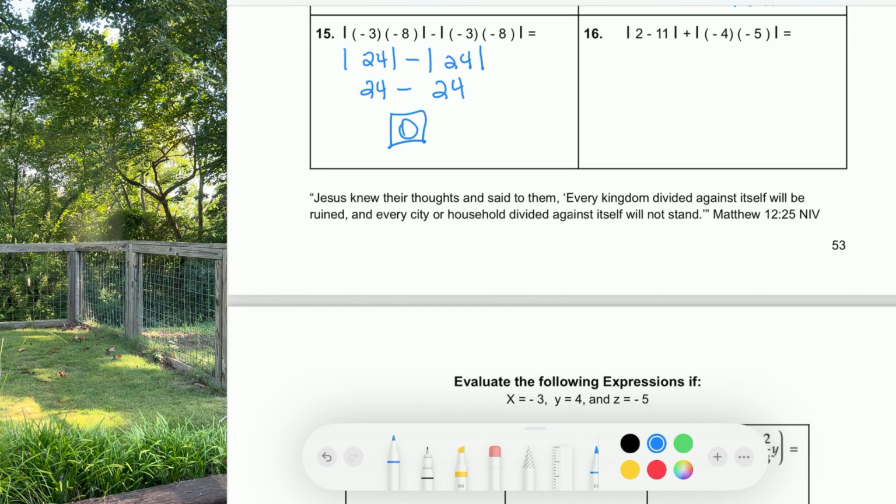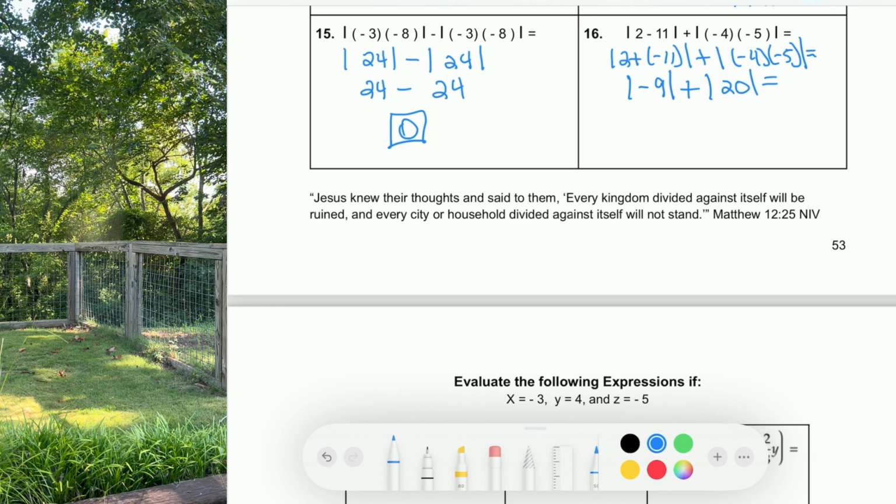Number 16. I have 2 minus 11 in one, and then I have a negative 4 times a negative 5 in the other. So in this first one, I'm going to do keep it, change, so we can see what we're actually doing. And then I'm just going to rewrite this one, because we haven't started solving yet. We were just adjusting. All right, 2 plus a negative 11 is going to give me a negative 9, because we take the difference, keep the sign of the larger. Negative 4 times negative 5 is positive 20.